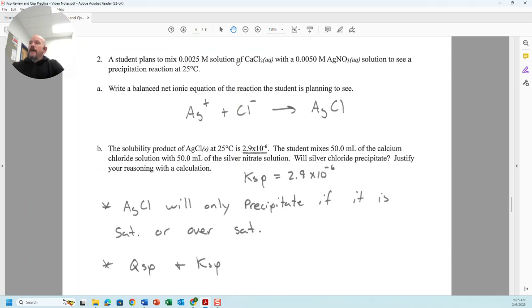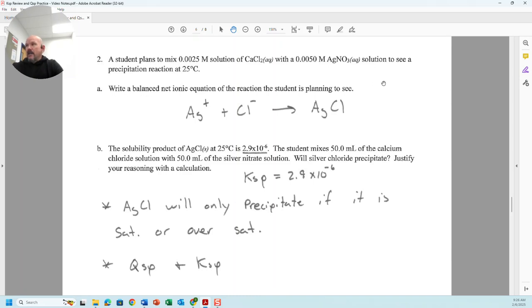So a student plans to mix a calcium chloride solution with a silver nitrate solution to see precipitation. They want to see the precipitation reaction happen. And so part A is just, well, what would precipitate?